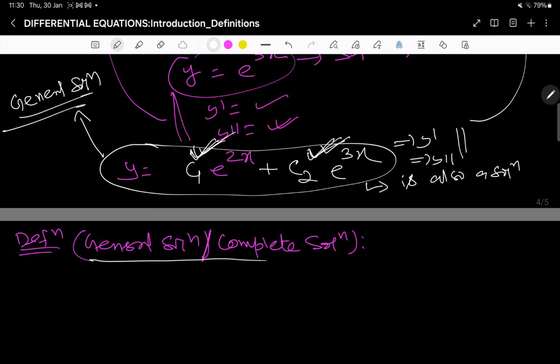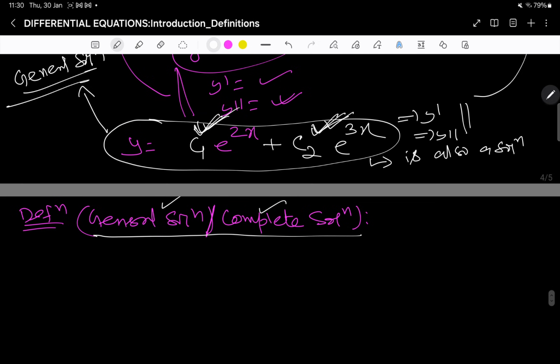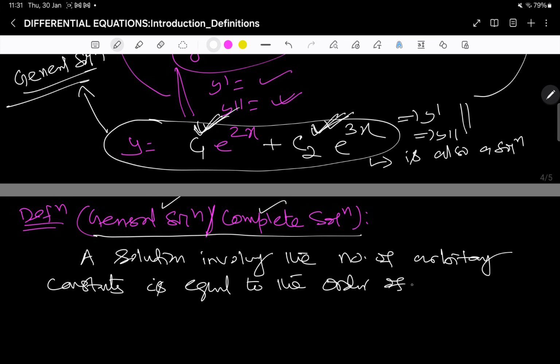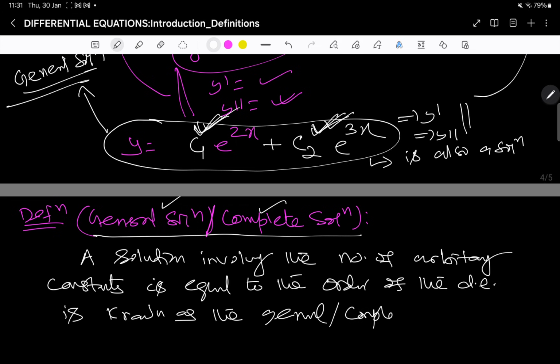Now coming to the general solution, or what we call the complete solution. A solution involving the number of arbitrary constants equal to the order of the differential equation is known as the general or complete solution of the differential equation.